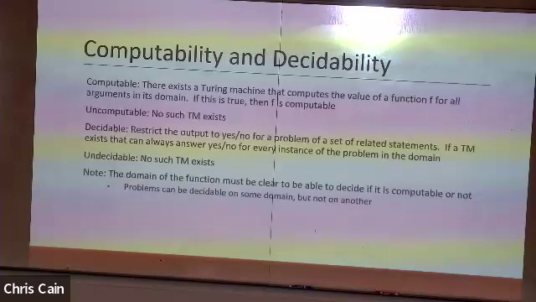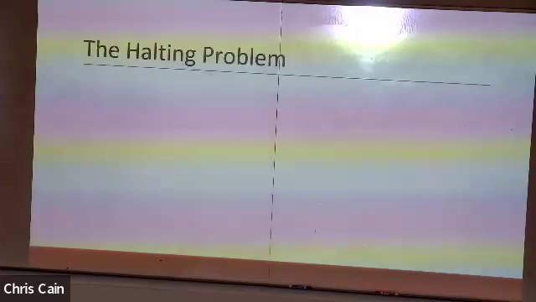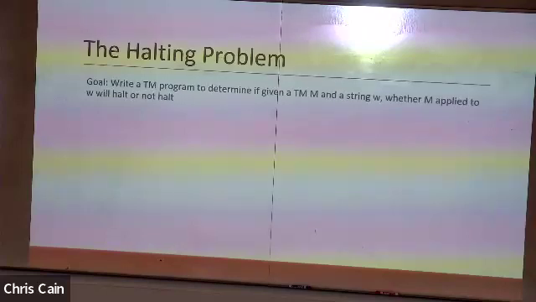All right, where are my grad students? They're the ones who would appreciate this. We're gonna go into the halting problem, and the halting problem is one of the fundamental Turing machine arguments that we make that has a really interesting result. So the halting problem says we want to write a Turing machine that's going to figure out if, given as input another Turing machine and a string, that Turing machine applied to that string will halt or not halt.